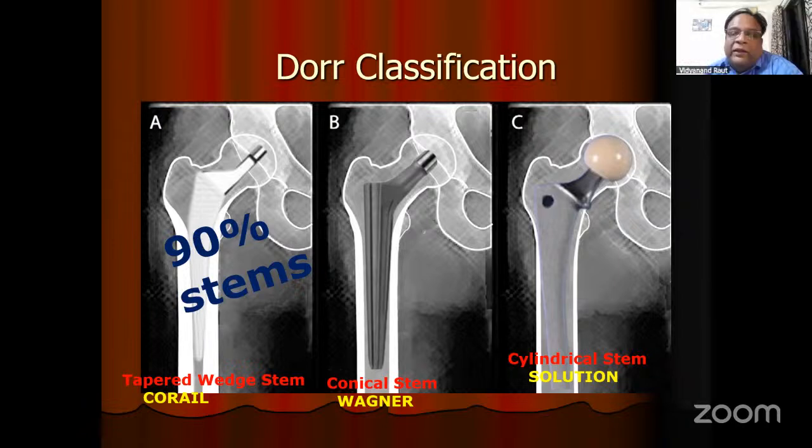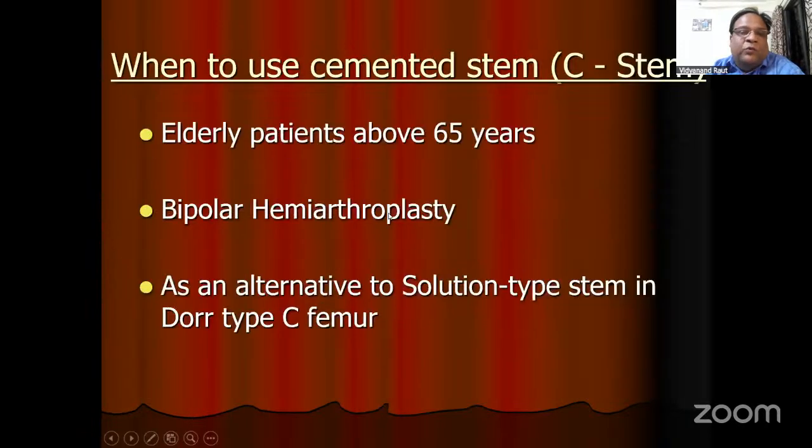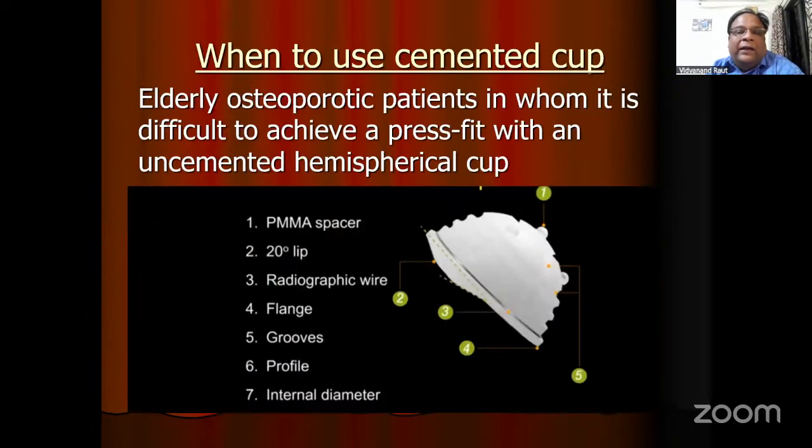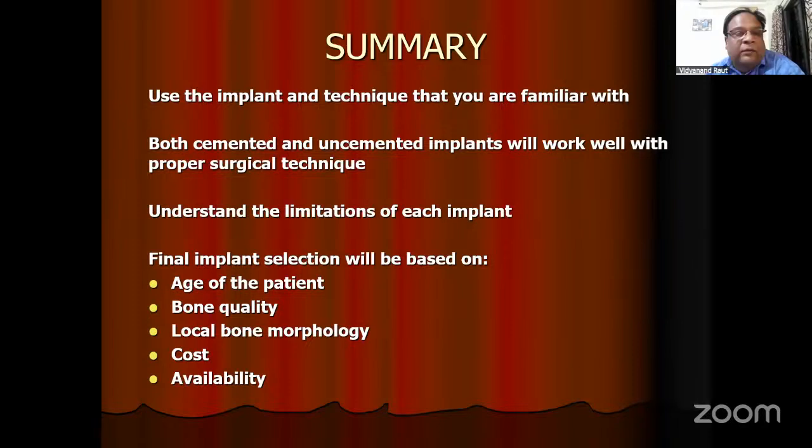Most important thing we have to understand is the cost. We cannot go overboard, and the final implant selection has to be based on age, bone quality, local bone morphology, availability of the implant, and the cost of the implant. And that goes for the stem as well as the cup.